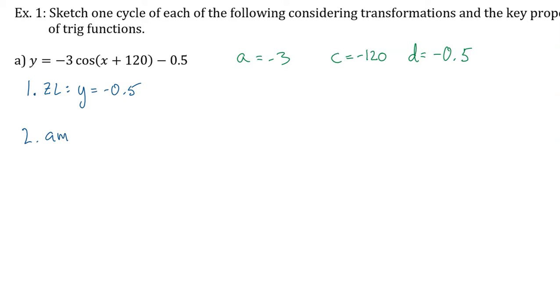Step 2, amplitude. This is the tricky one. A few people were caught by this yesterday. Amplitude is always positive. So it does come from the A value, but we drop the negative.